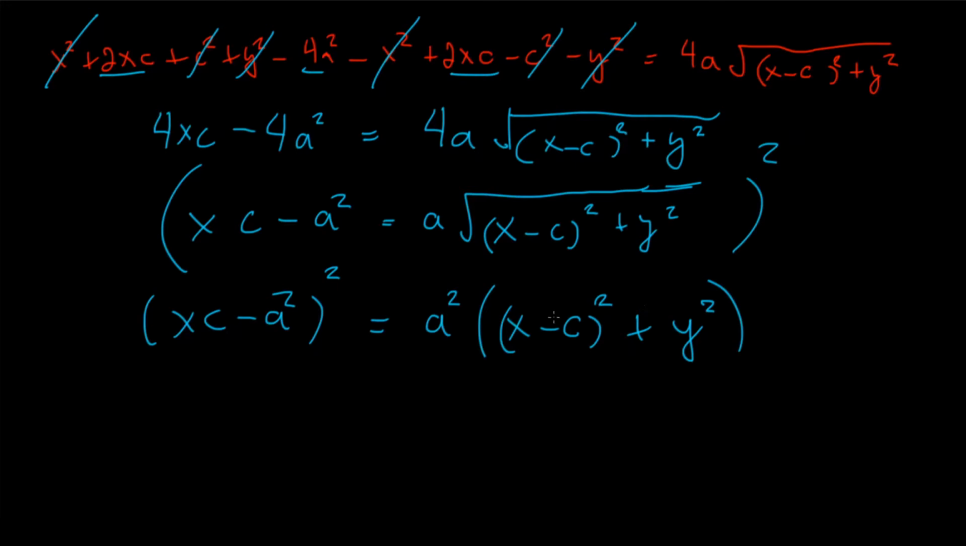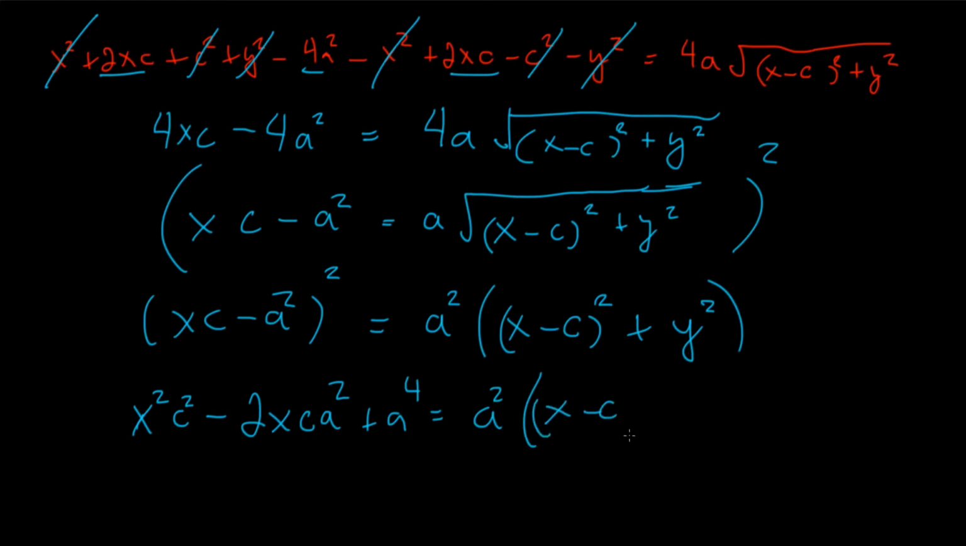All right, some of these parentheses are not necessary. But actually, no, they're all necessary here. Yeah, because the a squared is going to distribute. All right, cool. So over here on the left-hand side, we have xc minus a squared quantity squared. So the xc is going to become x squared c squared. Then we're going to get a minus 2xc a squared. And then we're going to get a plus a to the 4. Over here, we're going to have a squared. And then I'm just going to go ahead and leave it for now, x minus c squared plus y squared.